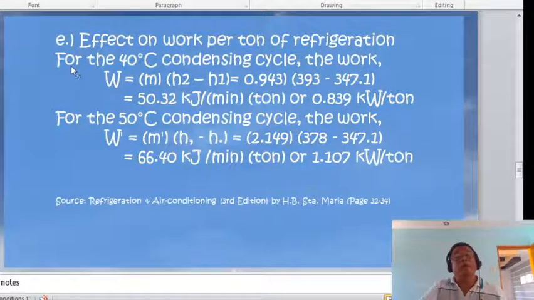Another is the effect on work per ton of refrigeration. Take note, at 40, M times H sub 2 minus H sub 1, the value class is 50.32 kilojoules per minute per ton, or 0.839 kilowatt per ton. But at 50, that is 66.40 kilojoules per minute. Take note, class, that the value of work per ton will increase. It will become 1.107 kilowatt per ton.